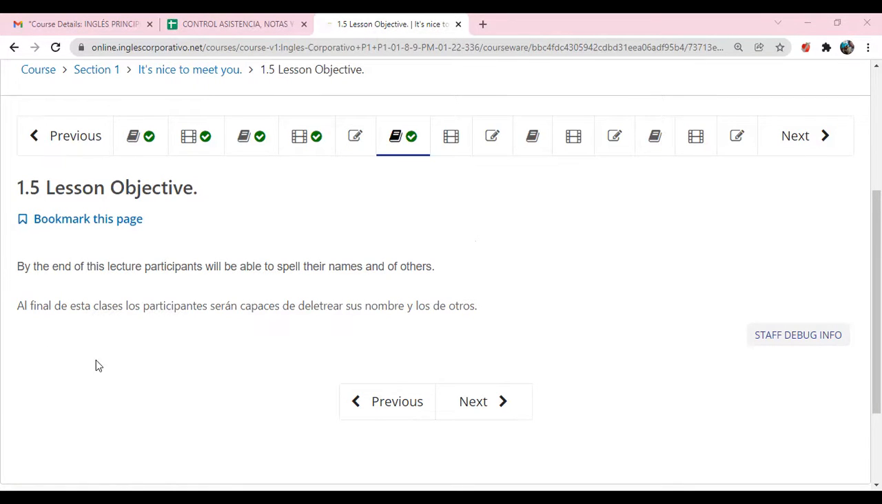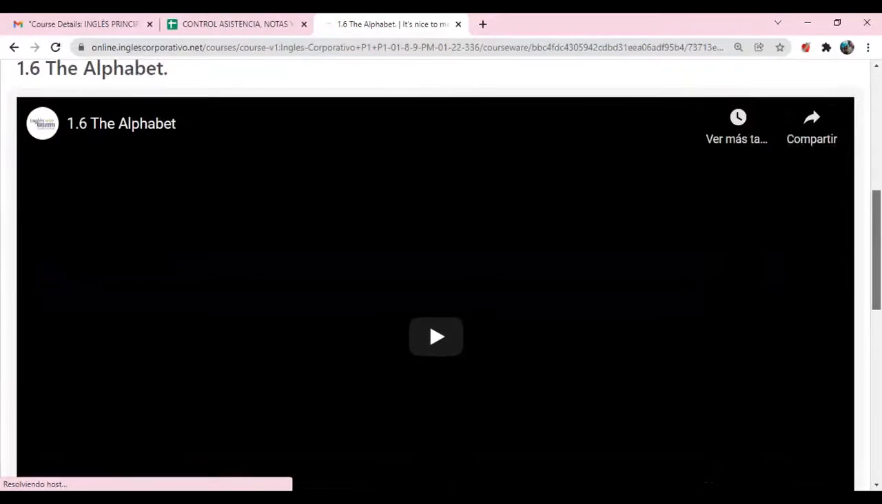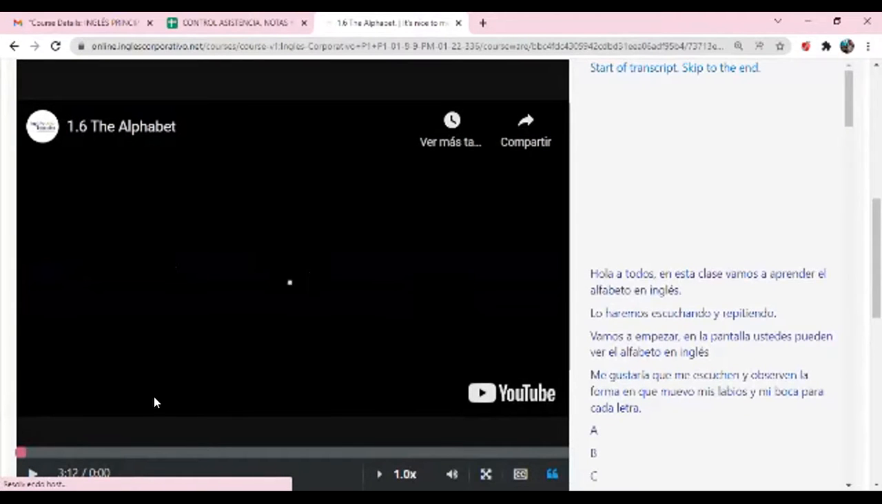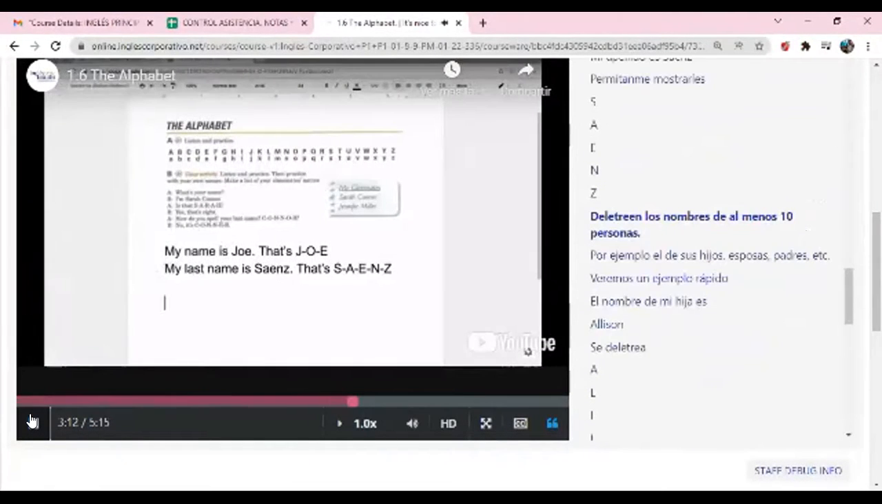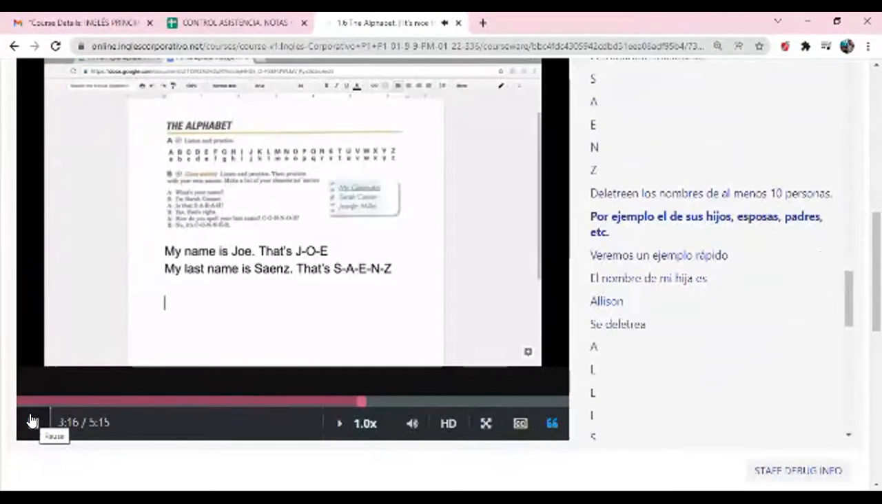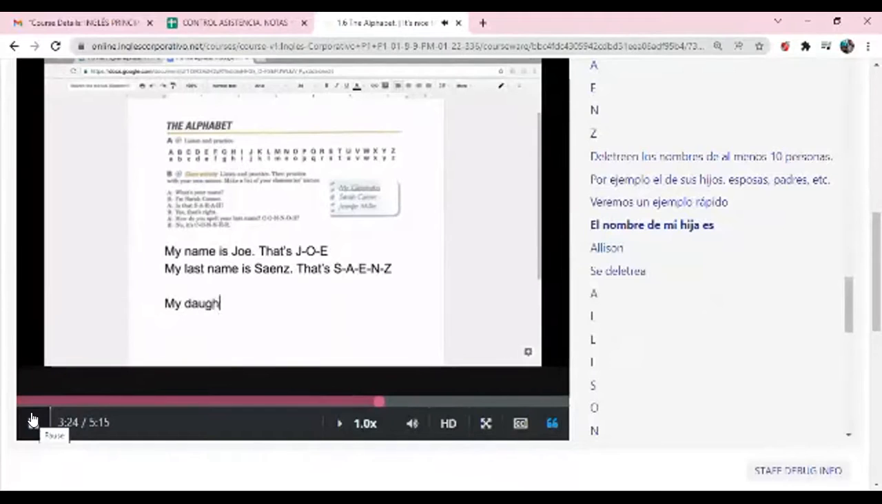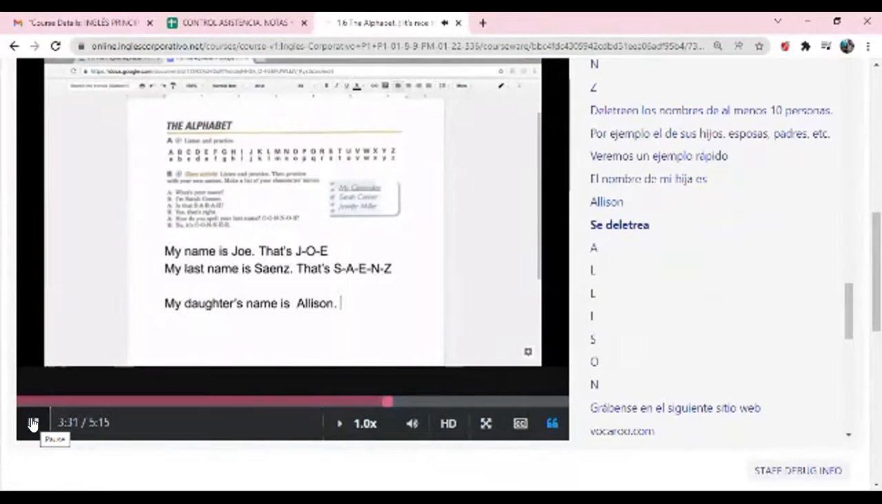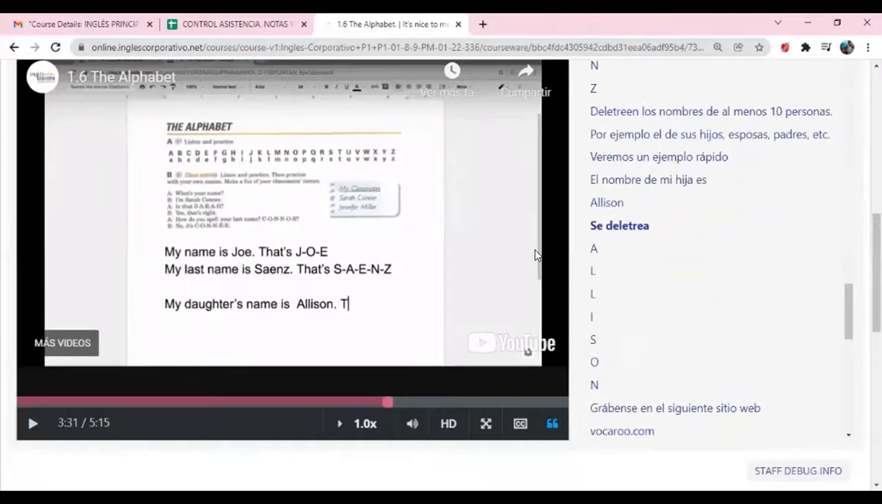Ok, let's go with Alan Enrique. What is the objective? This is what we saw yesterday, which is the alphabet, right? My internet is a little slow. The names of at least 10 folks, for example your children, wife, parents, etc. I'll give a quick example of that. My daughter's name is Allison. Okay, let's check that example, guys. My daughter's name is Allison.